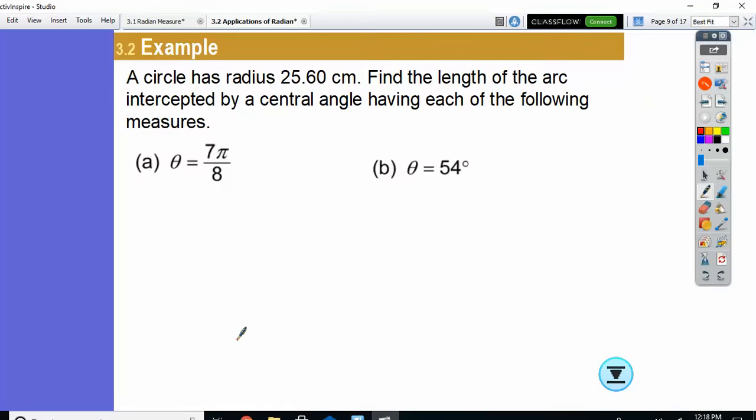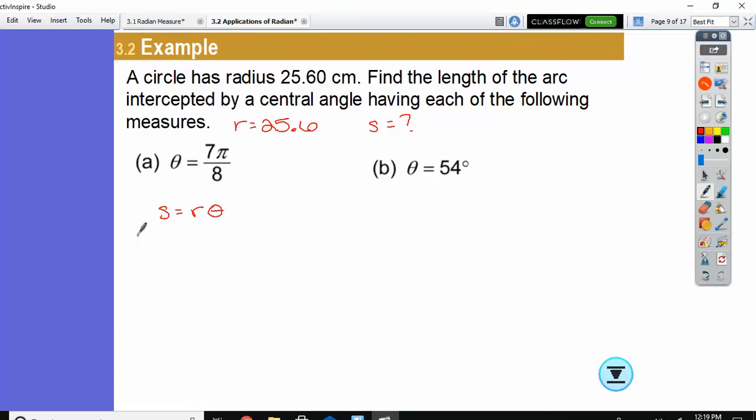We're just going to do some basic calculations with this. So a circle has a radius of 25.60 centimeters. So that's my r. Find the length of the arc. So arc length, that is S. That's what I'm looking for. Intercepted by a central angle having each of the following measures. So part A. If my angle is 7 pi over 8.